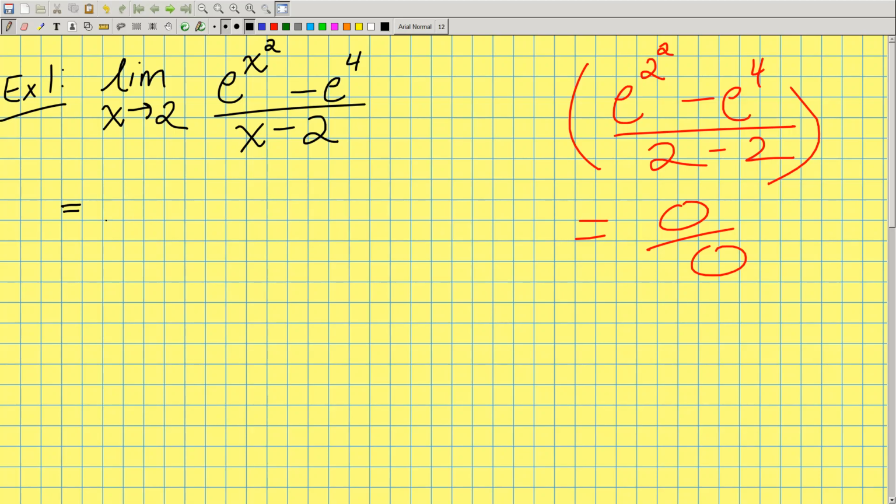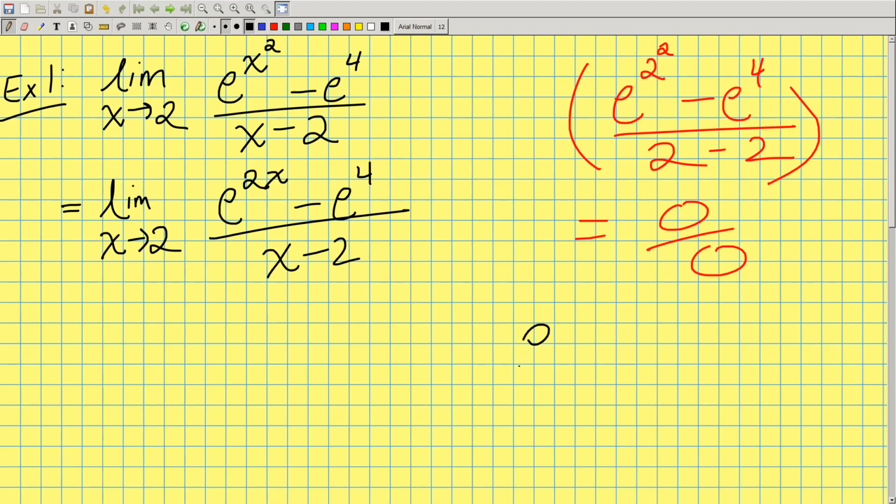The way you apply L'Hopital's rule, just to review, is you take the derivative of the top and bottom. Before I do that though, I'm going to rewrite e to the x squared as e to the 2x. You can do this because e to the x squared can be written as e to the 2x. So e to the x squared and e to the 2x are identical. Okay, so let's do that.